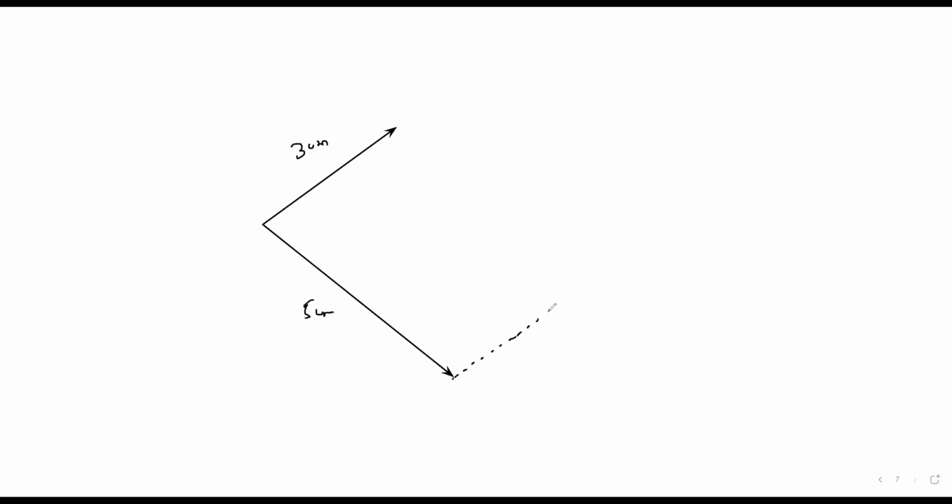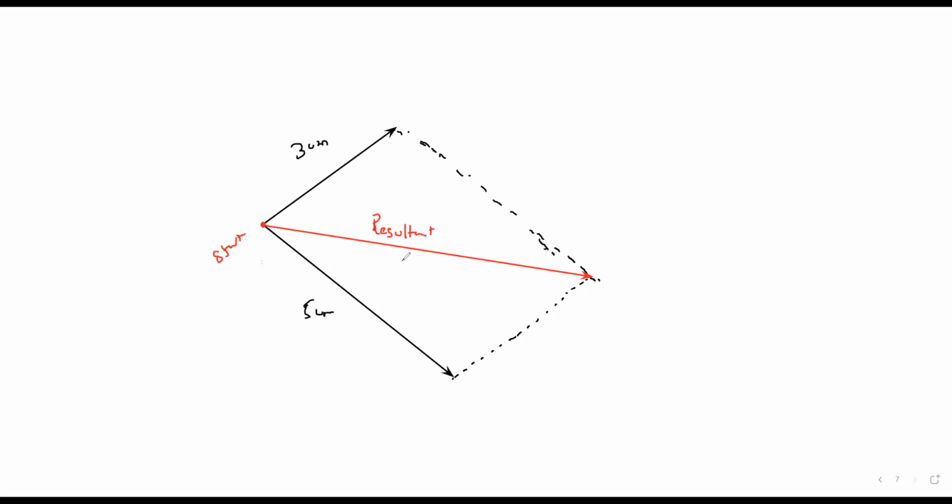How did we complete a parallelogram? We draw parallel lines to complete a parallelogram. Then after completing the parallelogram, we draw the diagonal from the starting point where we start both vectors to the other side. We draw this diagonal, and this diagonal is known as the resultant.